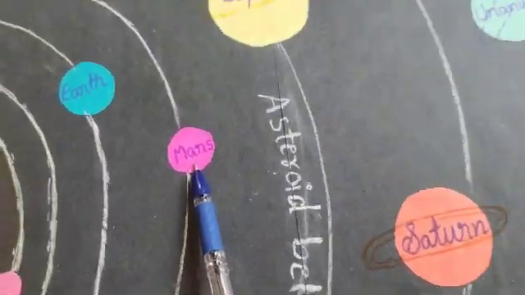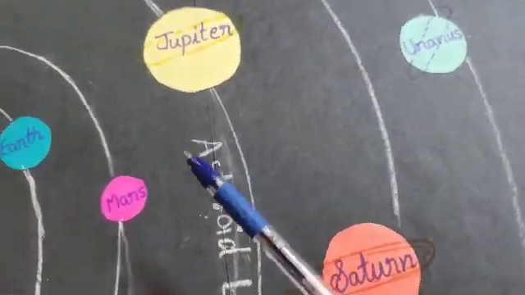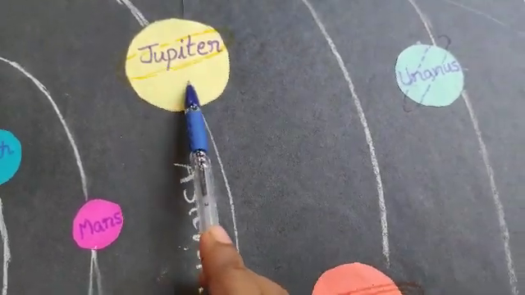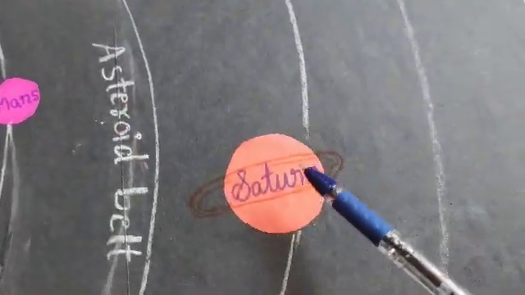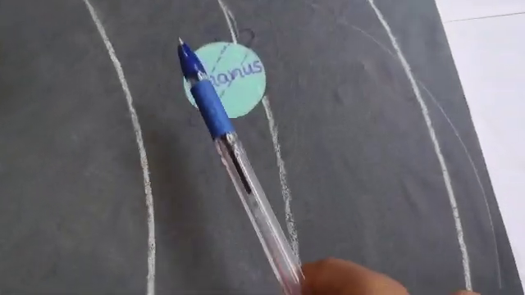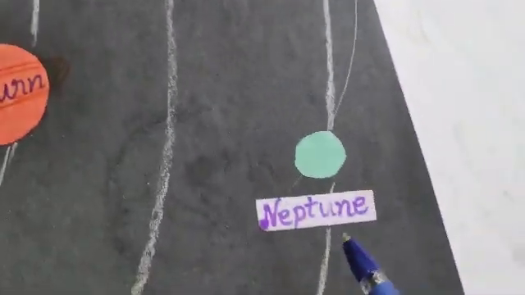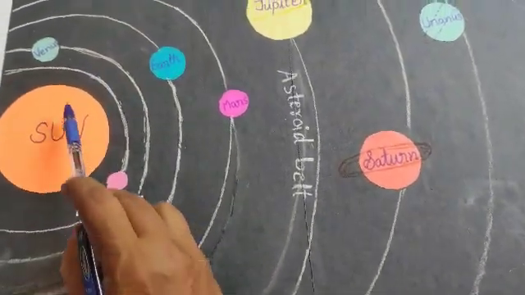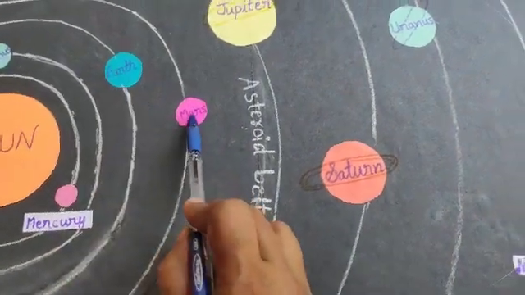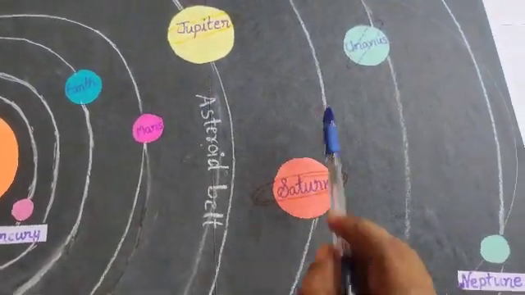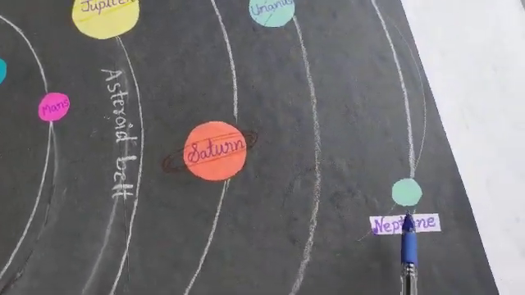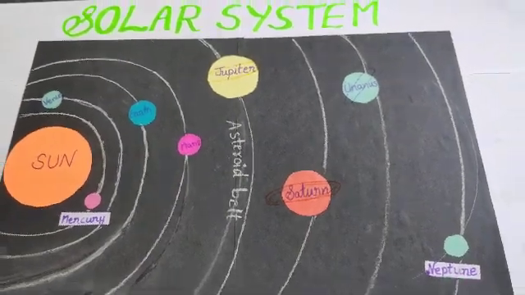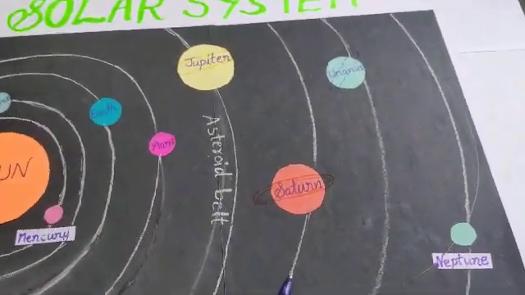Fourth one is Mars. Next, fifth one is Jupiter. Next Saturn, next Uranus, and then Neptune. One more time, see children: Mercury, Venus, Earth, Mars, Jupiter, Saturn, Uranus and Neptune. So total 8 planets are revolving around the sun.